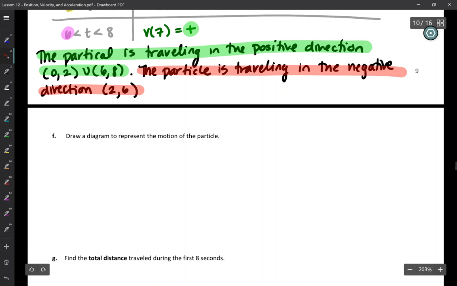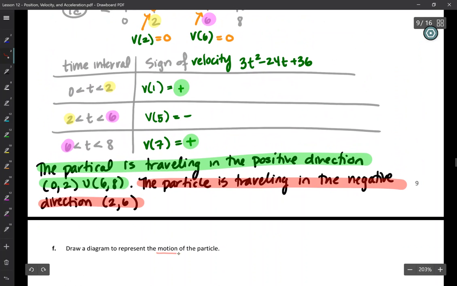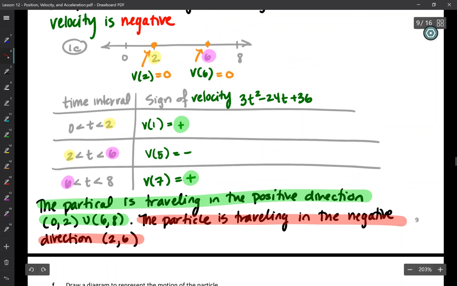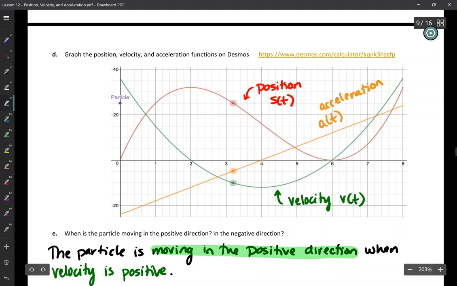All right, so the work that we have gotten through thus far sometimes is summarized in what they call a motion diagram to show the reader when the particle is traveling in the positive direction, when it is traveling in the negative direction. I think it's nice to actually look at it right here next to our Desmos.